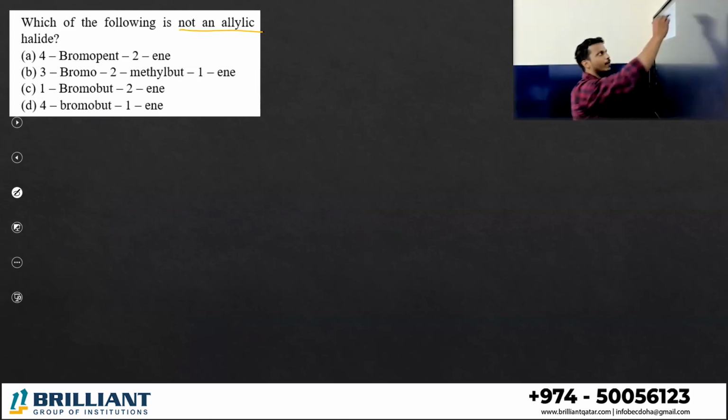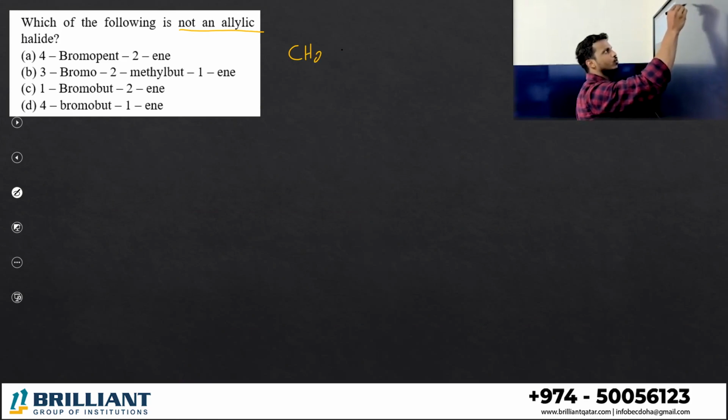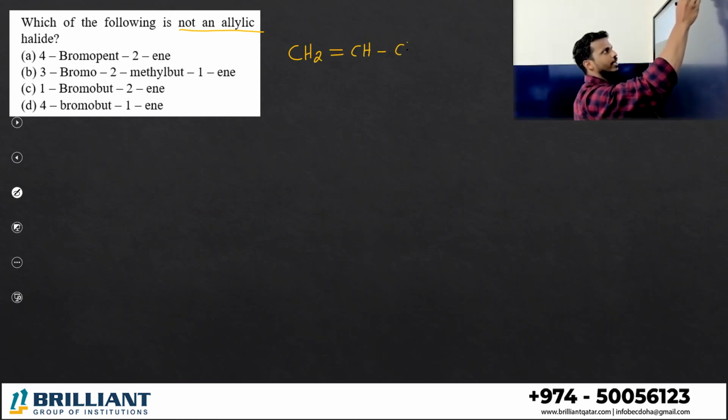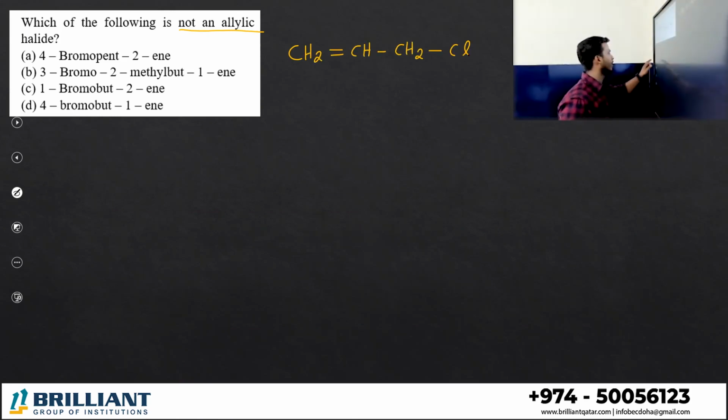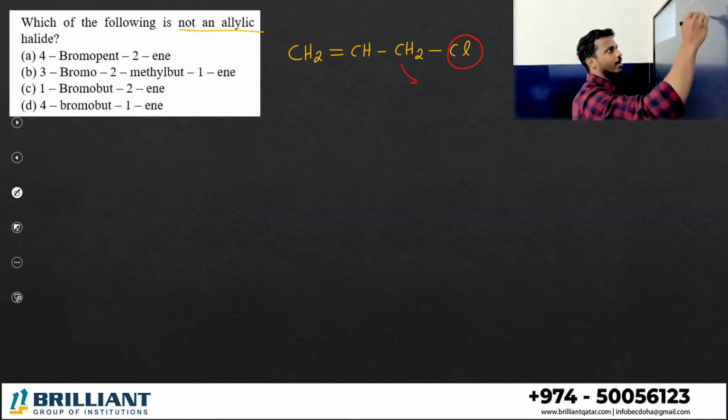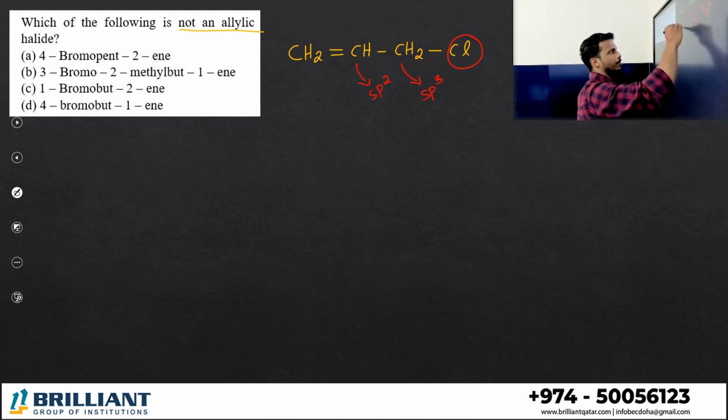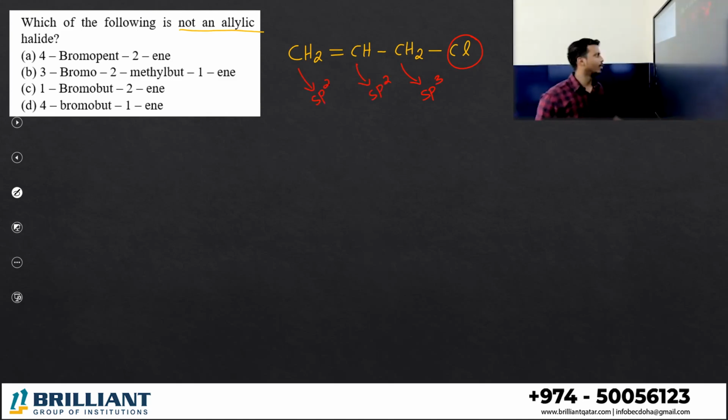Next. Which of the following is not an allylic halide? You know what the allyl group is, I told you: CH2 double bond CH single bond CH2Cl. This is allyl chloride. How to identify? The halogen-connected carbon is sp3, this is sp2, this is again sp2. This is the way. Okay, let's see.